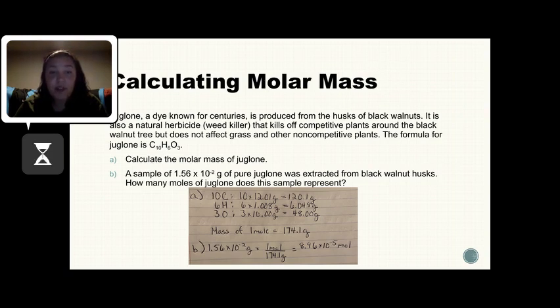grams. So now if we're told that we have a sample of 1.56 times 10 to the negative second grams of pure juglone, we want to know how many moles we have. All right, so we take that 1.56 times 10 to the negative second grams, and then we can just divide it by the molar mass, so it's divided by 174.1 grams. That gives us 8.96 times 10 to the negative fifth moles.